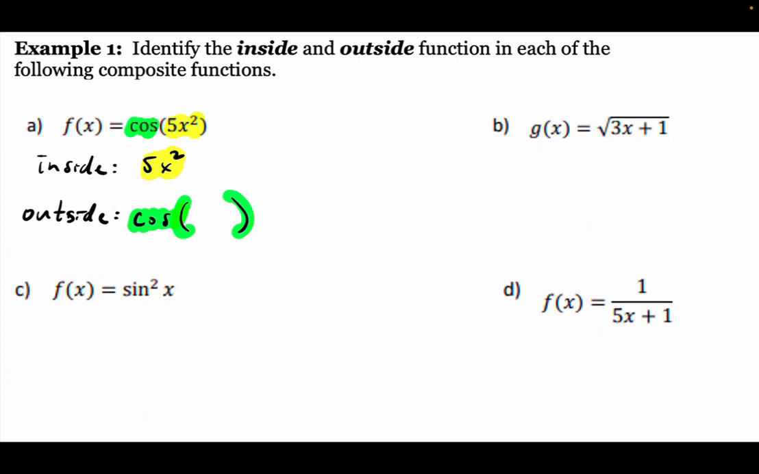B. What's the inside? 3x plus 1. What's the outside? The square root of something, which happens to be 3x plus 1. So let's write this. Inside is 3x plus 1. Outside is the square root of that guy, right?